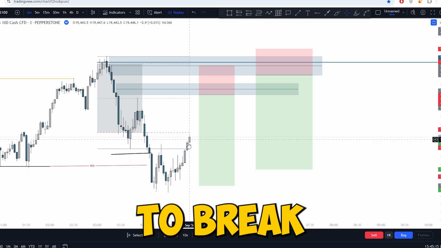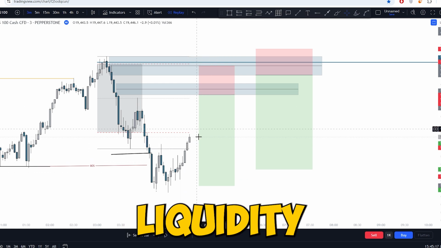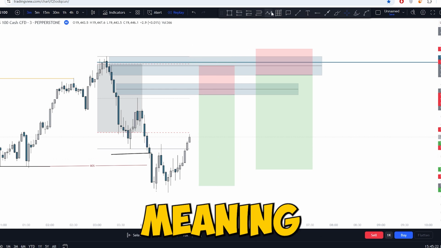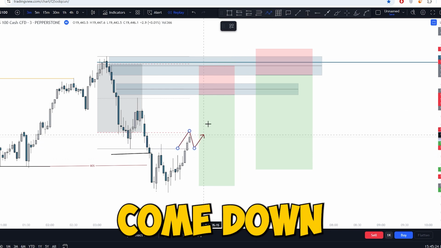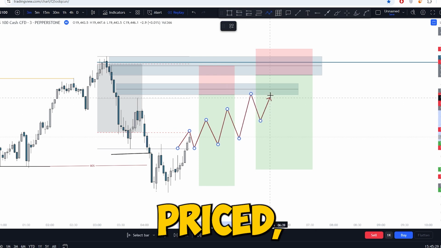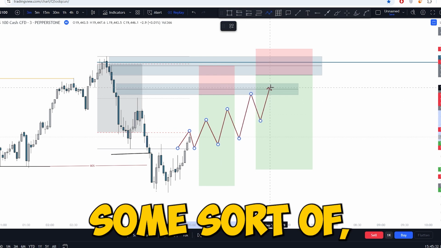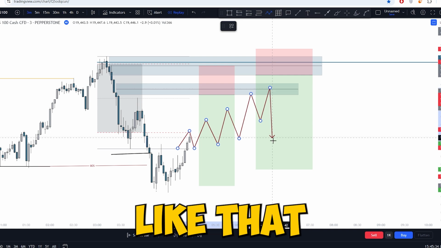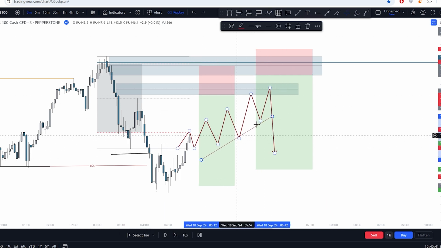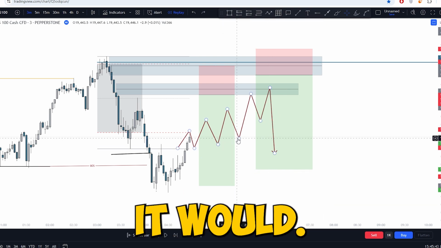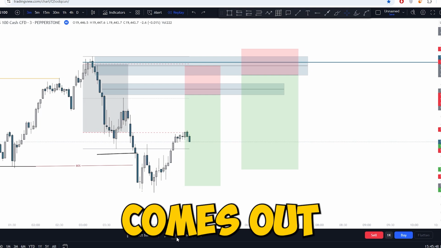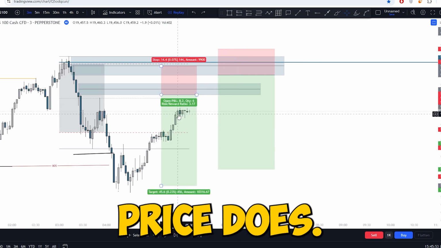We can see it still wants to break these lows down here, took some liquidity, and then it's pushing to the upside. I like what I'm seeing here, which is imbalance, meaning that price will definitely want to come down here and take that imbalance. If price was forming some sort of trendline liquidity like that before it came back, then we know there could be some high, but again, you never know what price would do. This is also another strategy where price forms this trendline liquidity, then comes out and takes. Let's see what price does.